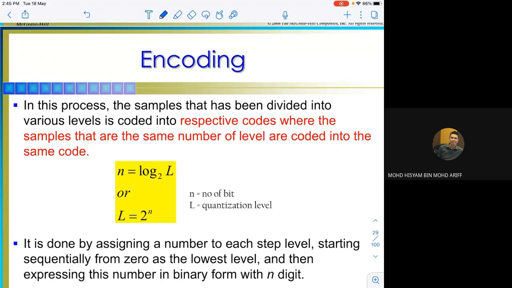Okay, you know this formula: N equals log base 2 of L. Okay, L equals 2 to the power of N. What is L? L is the level of quantization. It's okay, this keeps repeating the same thing, but now we are adding encoding, something like a 010101 bit stream.